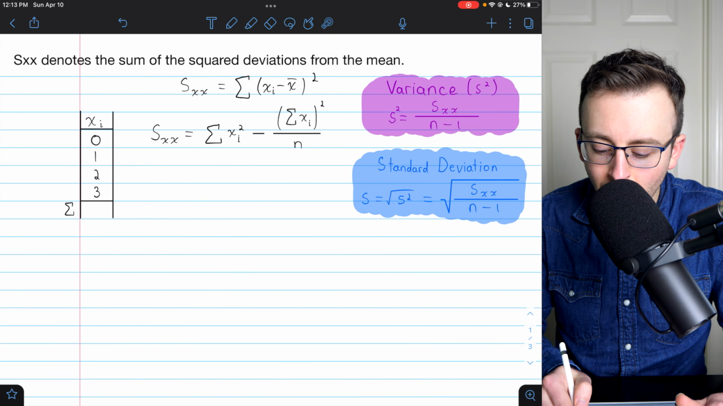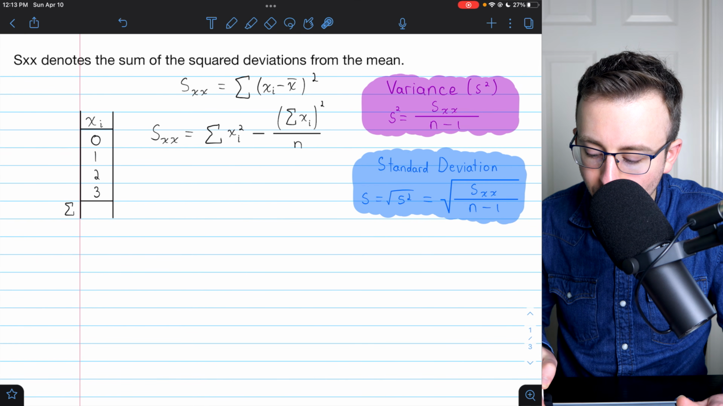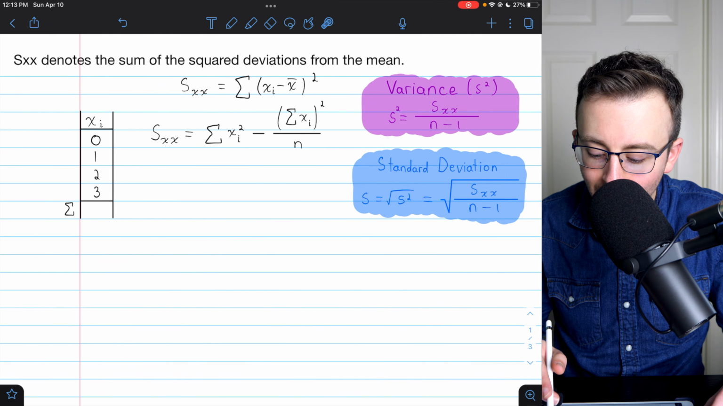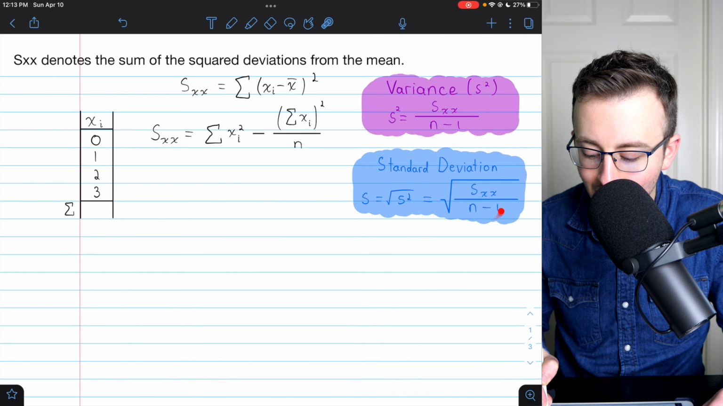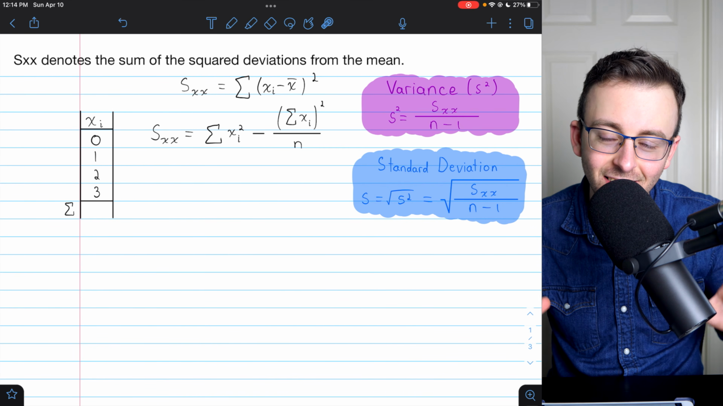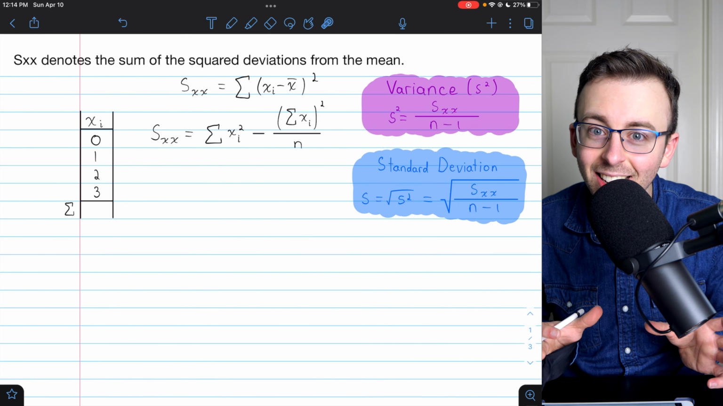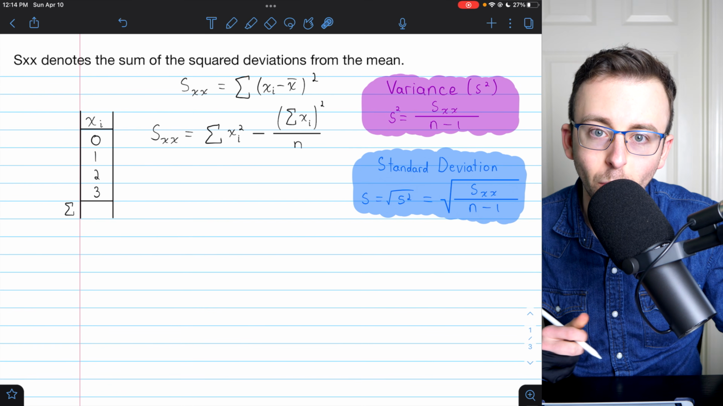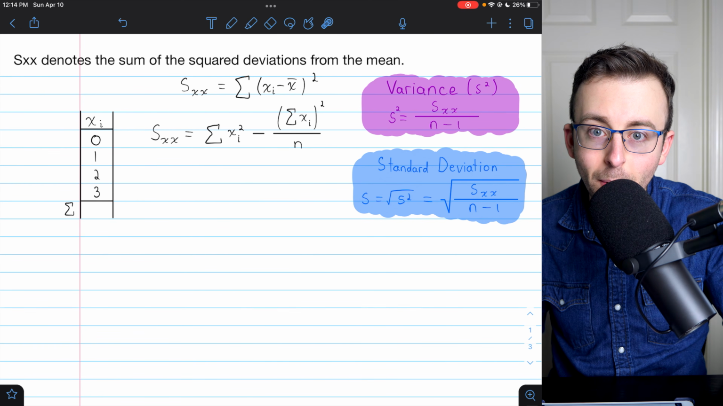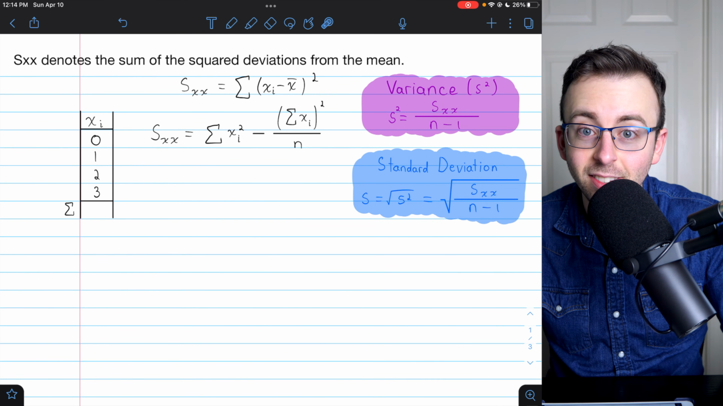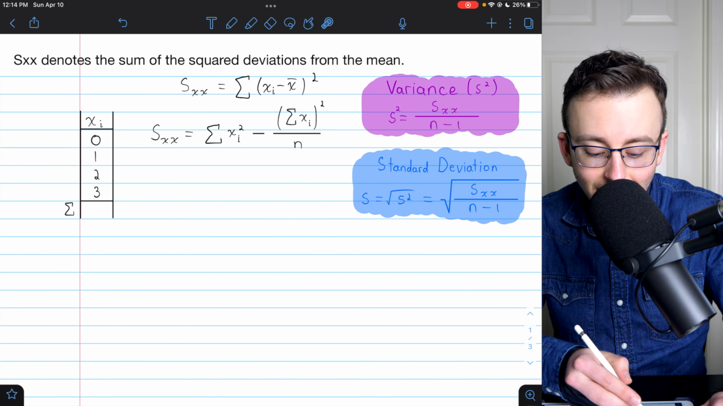One last thing, the variance and standard deviation formulas here, if they're for a population, then you should divide by n, not n minus 1. But I'm assuming we're really talking statistics and samples of data, not populations. So I'm just going to use these n minus 1 formulas. And I'm not going to say any more about that because this is a lesson about SXX, not variance and standard deviation. Let's move on to the example.